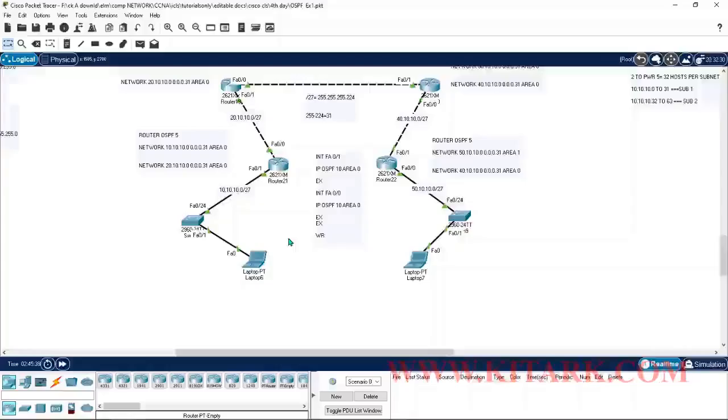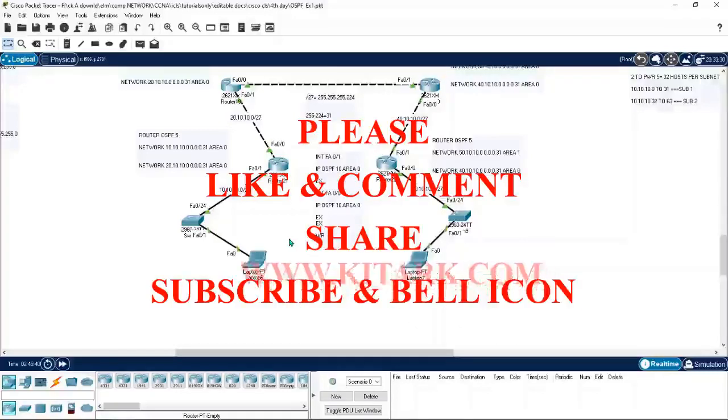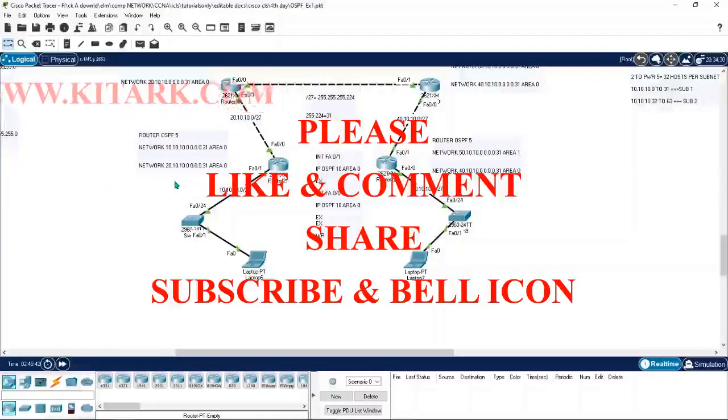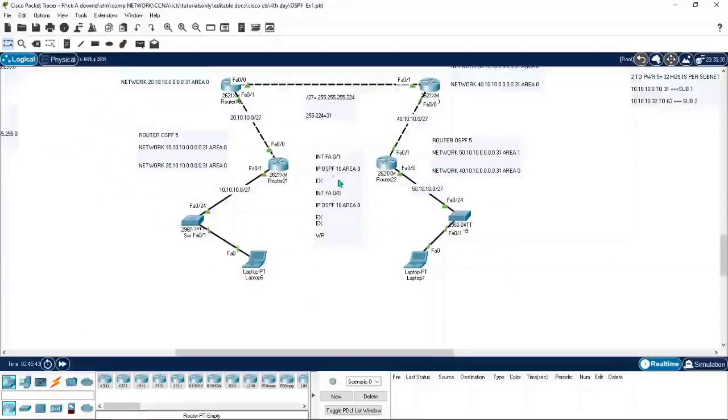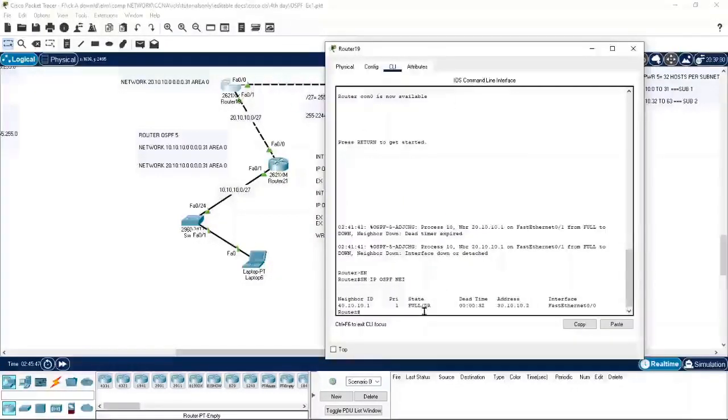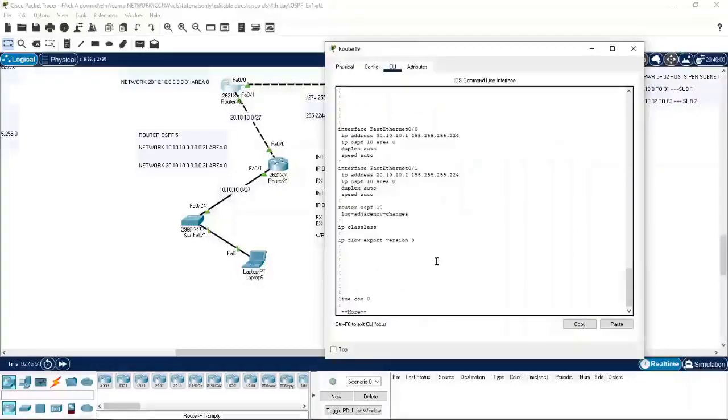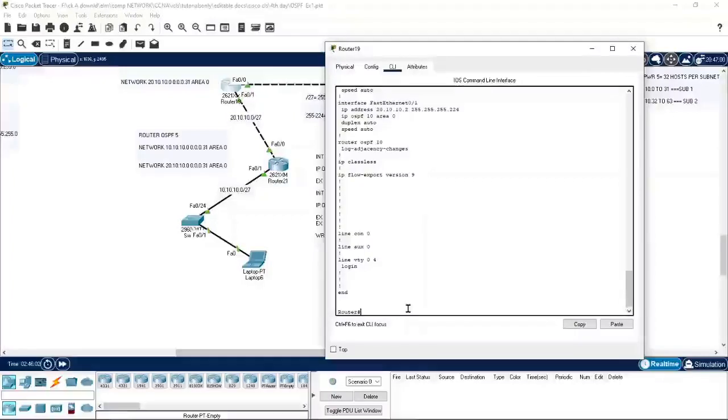Okay, and next I'll be showing you how to remove the ip ospf 1 area command. So go inside the router, show run. You can see in the router, inside the interface, you can view the ip ospf 10 area 0 command, which is coming under interface fa0/0. So copy it and go to config mode.